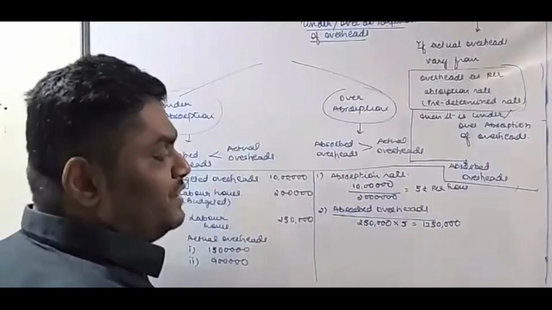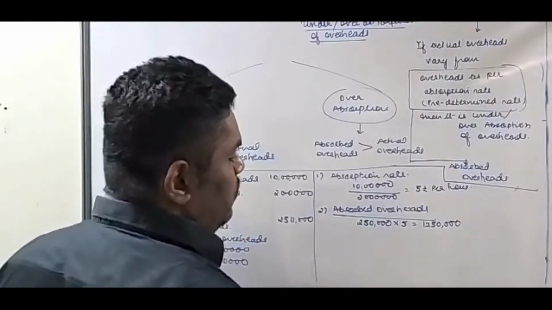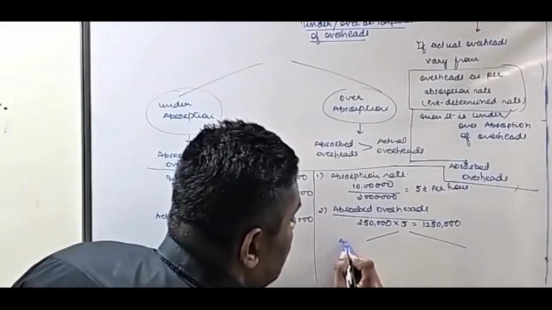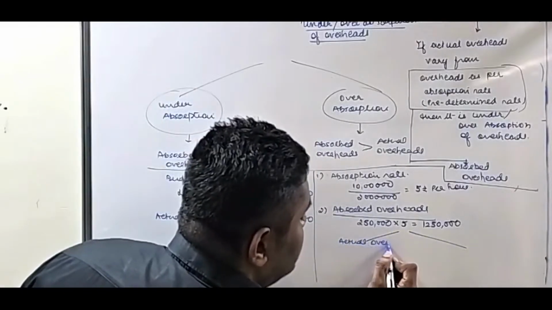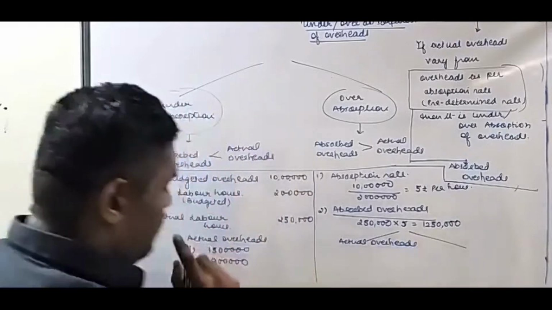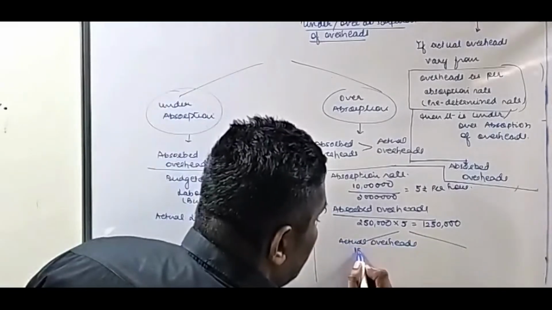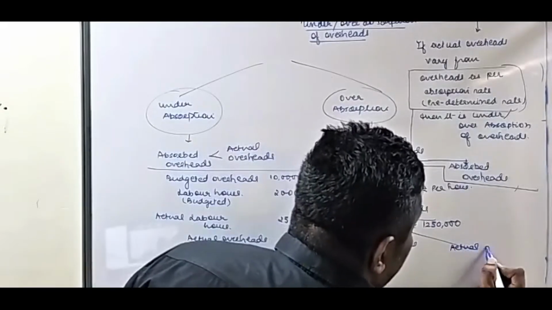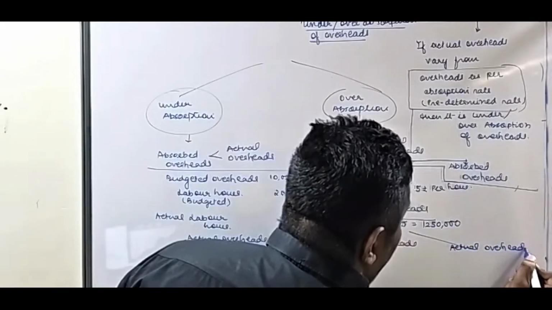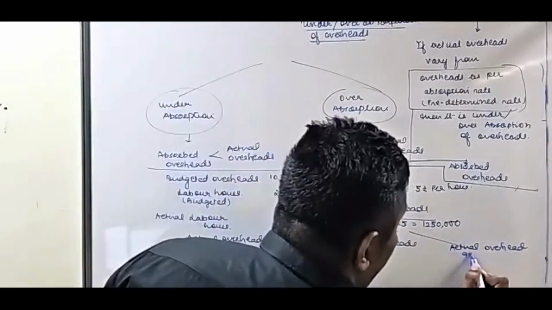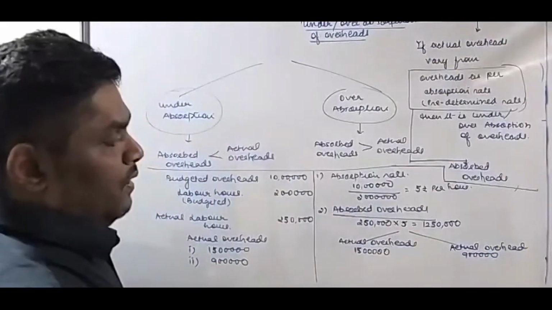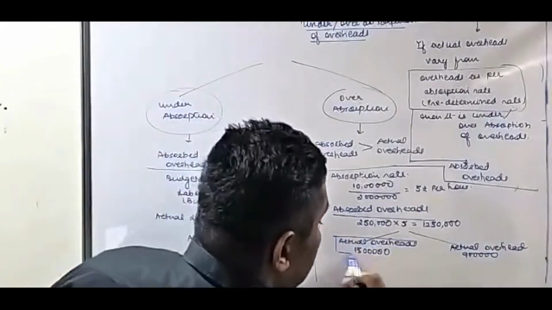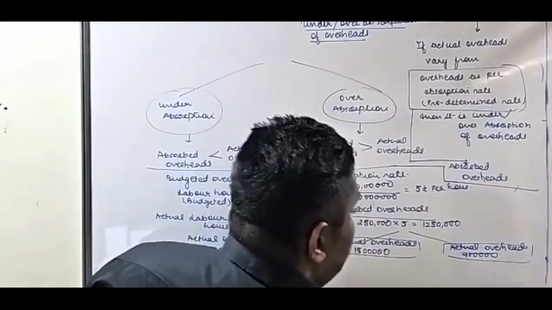Let's compare this with actual overheads. We will get under absorption and over absorption. So let's take two situations. When actual overheads are 15 lakh, and in the second case, actual overheads are 9 lakh.